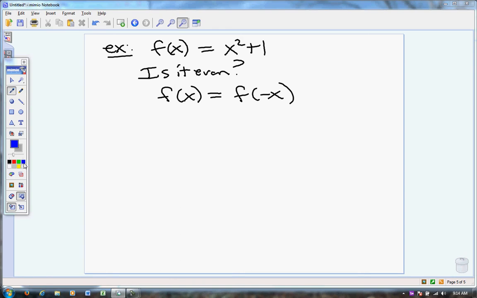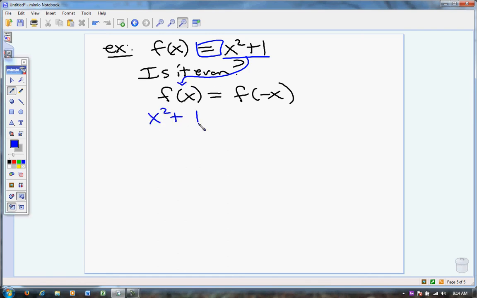Doesn't this say that f of x equals x squared plus 1? So guess what? I can put that x squared plus 1 right here. X squared plus 1. I want to know if that is equal to what I get when I put a negative x in for x. F of negative x means right here I'm going to have negative x squared plus 1.